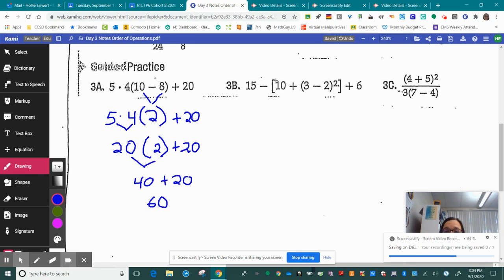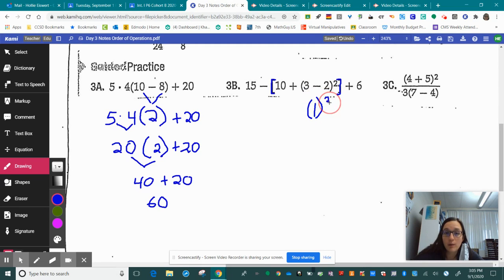Our next one has grouping symbols, 2 sets of them. So we start here with our brackets. So we're going to simplify within the brackets first. So within those brackets, we're going to simplify that first before we get to the minus 15 and the plus 6. So within here, we have 3 minus 2 is 1 squared. We have our bracket plus 10. I'm going to bring everything down just to make sure we don't lose anything along the way.